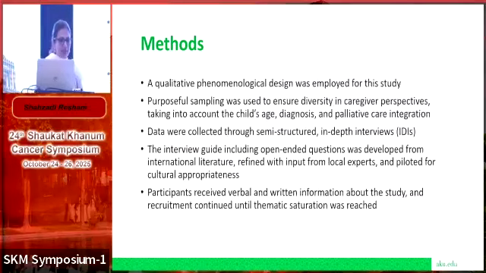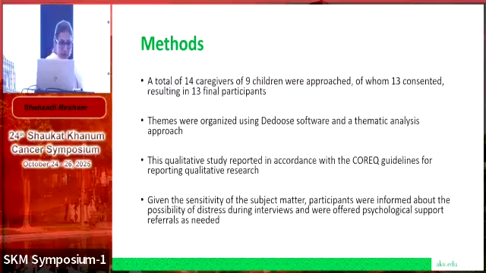It was a qualitative phenomenological design. Purposeful sampling was used to ensure diversity in caregivers' perspectives, taking into account the child's age, diagnosis, and palliative care integration. Data was collected through semi-structured, in-depth interviews. The interview guide included open-ended questions developed from international literature, refined with input from local experts, and piloted for cultural appropriateness. Participants received verbal and written information about the study, and recruitment continued until thematic saturation was achieved.